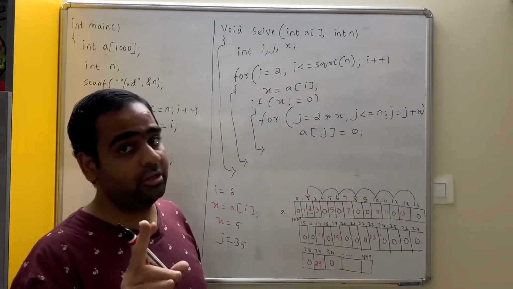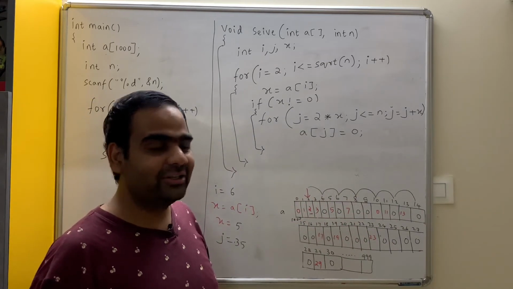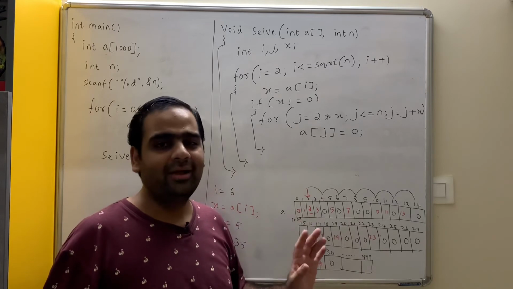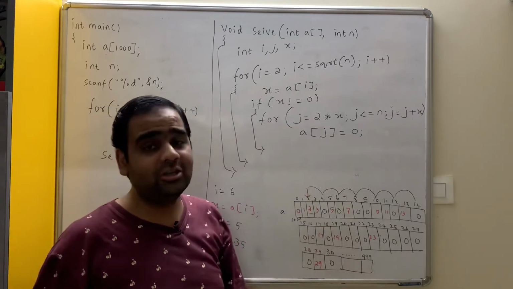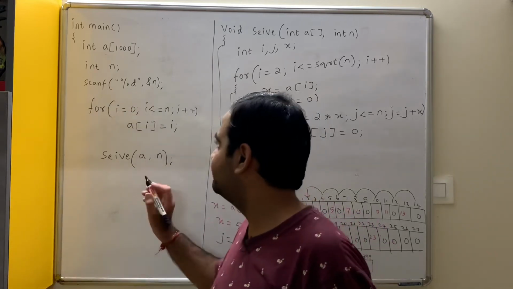Do not write the display array function. What does the display array function do? It will display the complete array. Do I want to display the complete array? No, I want to display only those elements which are not 0. Hence, how do I write it?